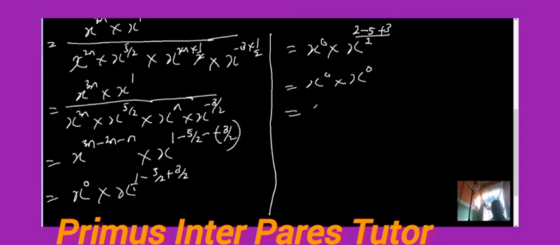Let's conclude the remaining here. So what you have here is x raised to power 0 times x raised to power, now 1 here with the 2 gives 2, then minus 5 over 2, so plus 3 over 2. So you have x raised to power 0 times x raised to power, 2 plus 3 is 5, minus 5, so you have 0 divided by 2, which is 0. Anything raised to power 0 is 1. So your answer is equal to 1.